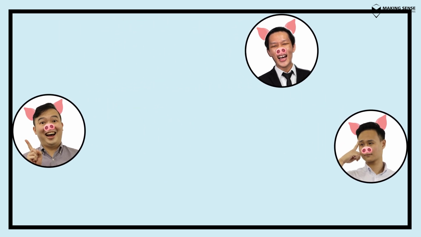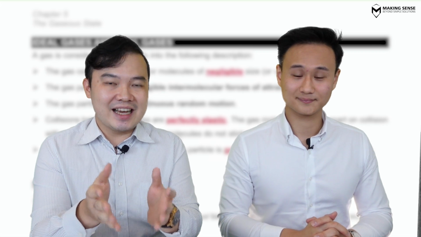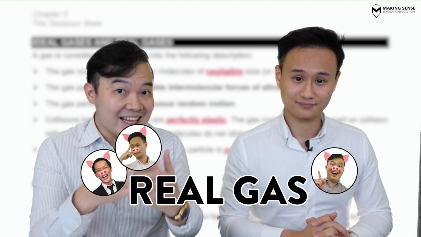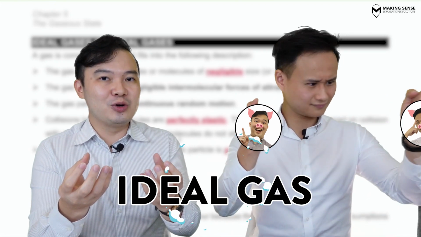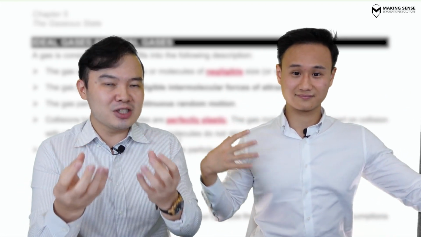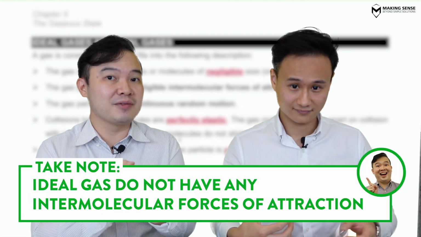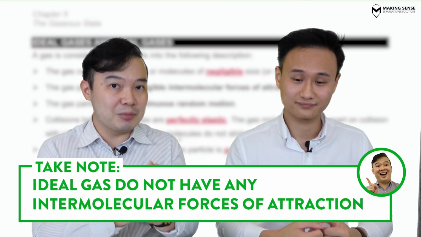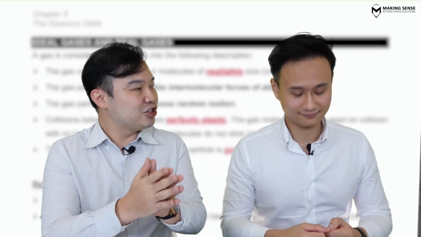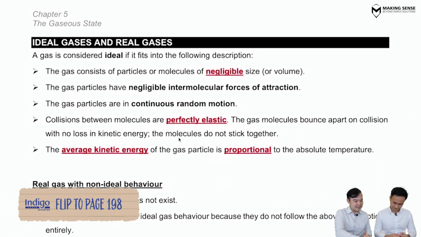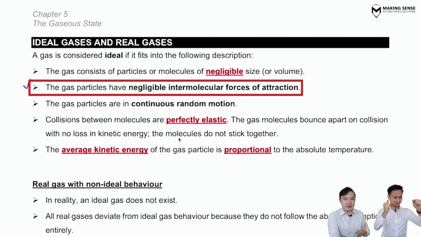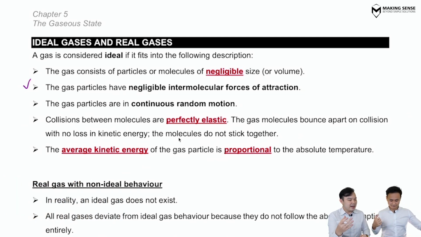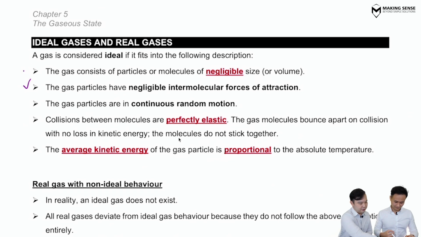So what we saw earlier is an example of a real gas. But in ideal gases, right, these particles are not supposed to interact with each other. So in terms of chemistry, we are saying that they're not supposed to have any intermolecular forces of attraction. And that is going to be one of the assumptions of an ideal gas. Now, in general, there are 5 of them. Okay, I've introduced the second one over here, which is the fact that your gas particles have negligible intermolecular forces of attraction.